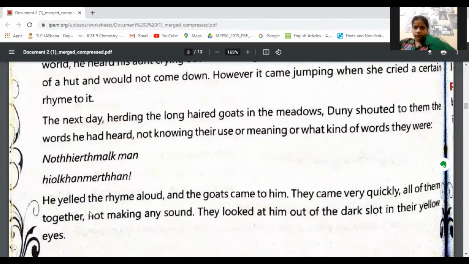He yelled the rhyme aloud, and the goats came to him. They came very quickly, all of them together, not making any sound. They looked at him out of the dark slot in their yellow eyes.